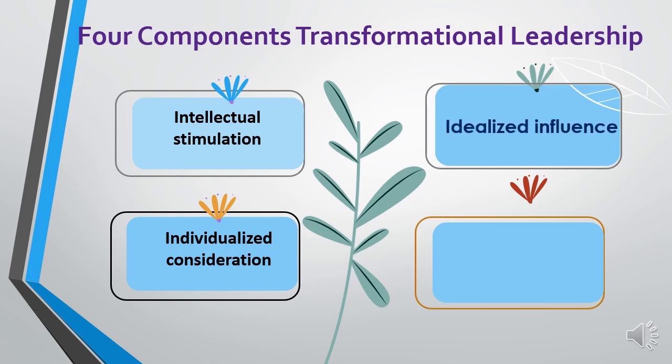Number three, idealized influence, or the degree to which the leader provides a role model for ethical behavior. And number four, inspirational motivation, or the degree to which the leader articulates an inspiring vision that communicates optimism and drives the organization or group forward.